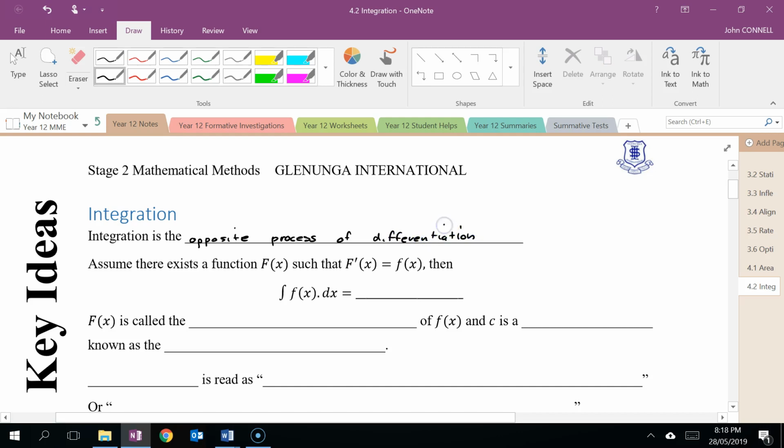So what that means is, if there's some function, capital F of x, such that the derivative of this capital F of x equals some other function lowercase f of x, then the integral of f of x is going to equal this original function, capital F of x, plus c. Now, in this case, we call this the indefinite integral of f of x, and c is a constant known as the constant of integration.